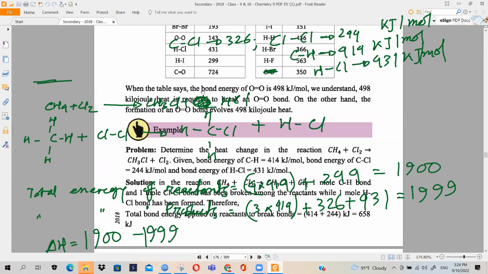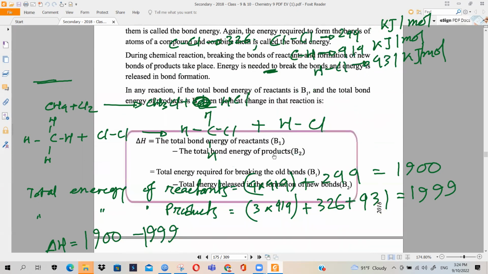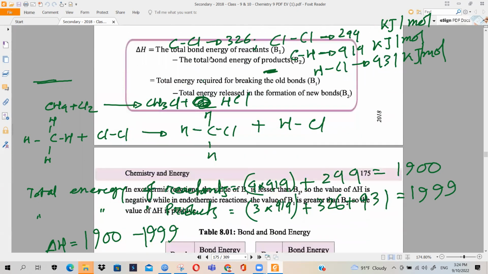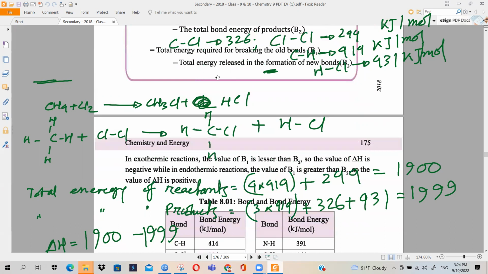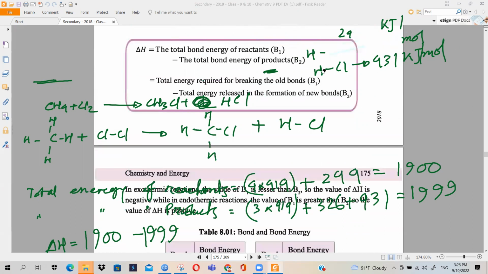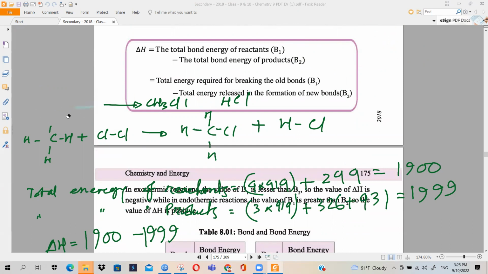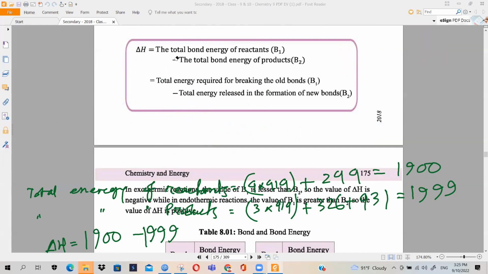1999. Okay, another thing here we have to check. Another formula you have to write down. Delta H equals to this one. You will need this one. The total bond energy of reactants minus total bond energy of products. The previous one was the internal energy. Internal energy and bond energy are not the same thing. As we are working with bond energy, we need to understand the formula with bond energy. So the total bond energy of reactants minus total bond energy of the products, which may imply that total energy required for breaking the old bonds minus total energy released in the formation of new bonds. Take a note of this, it's very important.